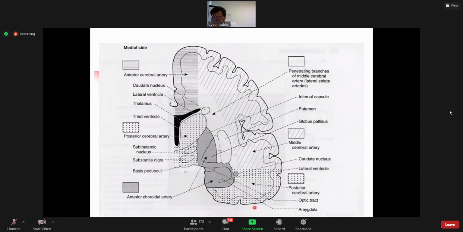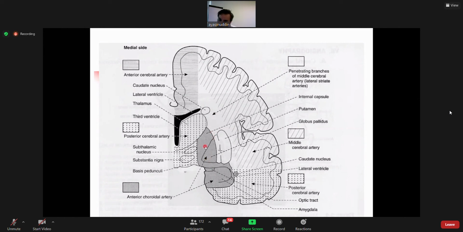The blood supply of the internal capsule is also important. You need to see that there are three major arteries which are supplying the internal capsule. At least two are very important for you to remember. One is for this area of the internal capsule, the genu and the anterior limb, which is mainly supplied by the penetrating branches of the middle cerebral, called the lateral striate arteries. The lateral striate arteries supply the anterior limb, the genu, and the anterior part of the posterior limb.